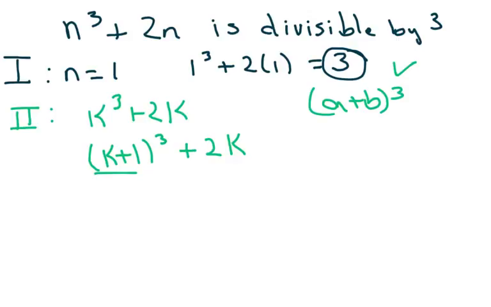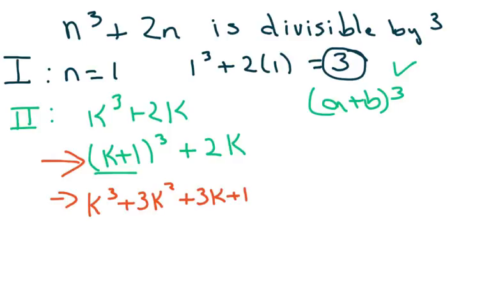That equals a cubed plus 3, oh not a, we're using k, sorry. So this is going to equal k cubed plus 3k squared plus 3k plus 1. And basically, if you don't know Pascal's triangle or your binomial theorem, you're going to have to write this out 3 times and FOIL it all out, and you'll get that, plus 2k.